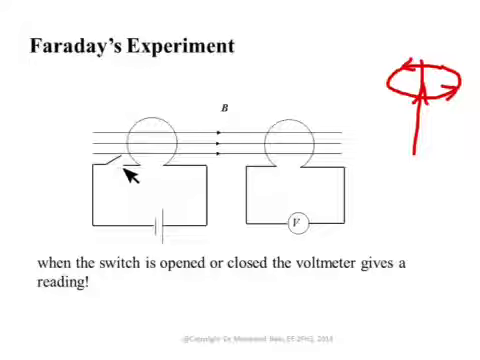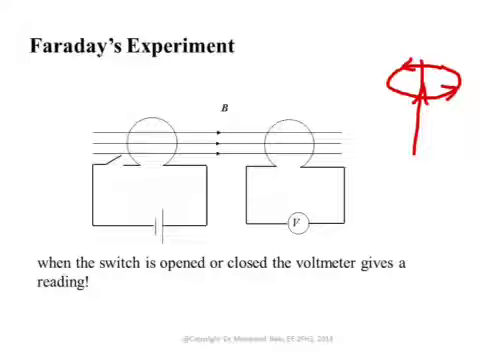He noticed also when he opened the circuit, the avometer would also give a deflection in the opposite direction. So the deflection actually would not happen if the switch remained closed for a while. This deflection in the avometer will only happen at the moment when he opens or closes the switch.